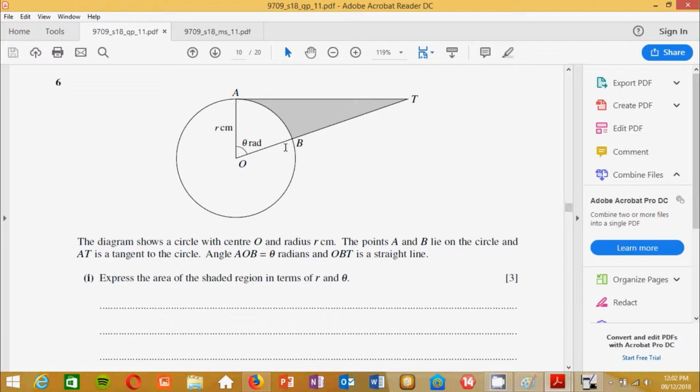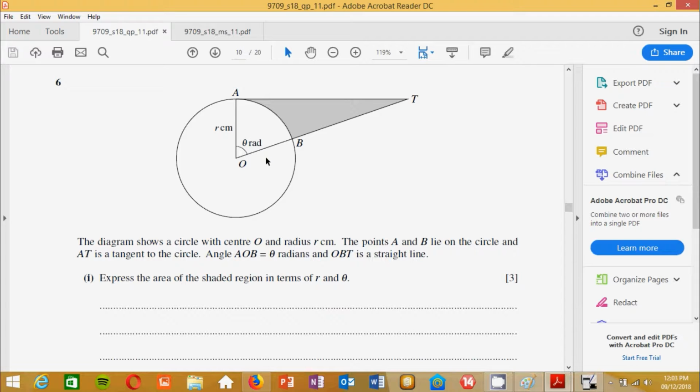So OB is also the radius of the circle, so that's also equal to r. The question hasn't put that there, but you have to infer that the length OB is also r centimeters, because the length OB is also the radius of the circle, because we're also going from the center to the circumference. So this is the radius, that's the radius, so this is r, this is also r.